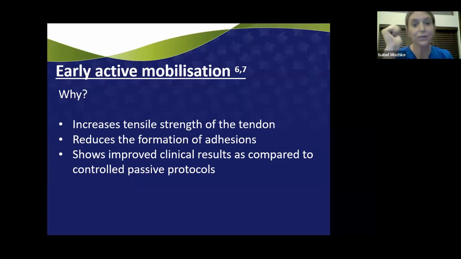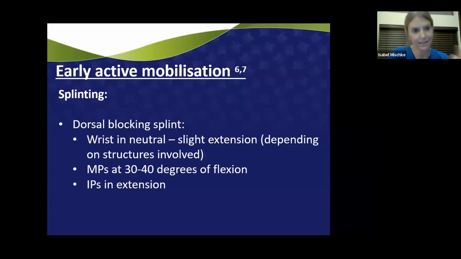And then it shows improved clinical results as compared to controlled passive protocols. So the functional outcome is better. So how do we splint? How do we splint if we want to do an early active motion protocol in a zone 5 flexor tendon injury? So it's a dorsal blocking splint.